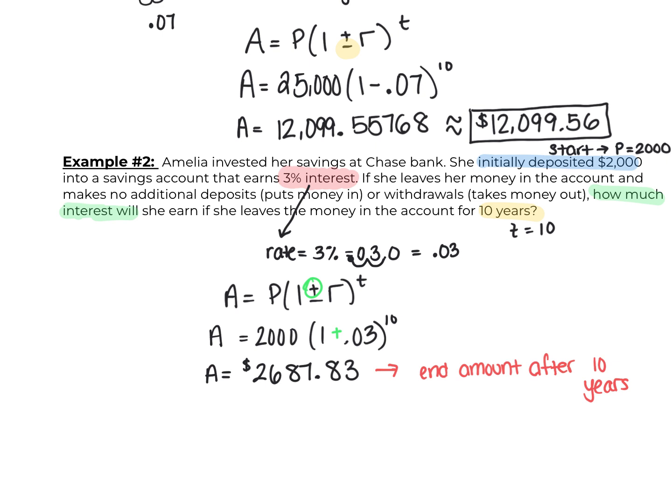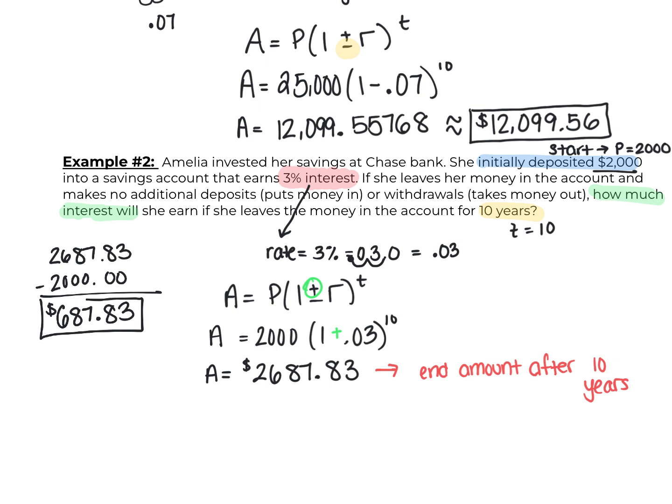So interest would be found by taking the new amount, the 2687.83, and subtracting the initial amount, and the initial amount was 2,000. So if you subtract them, you should get $687.83. So this amount extra that she earned is called your interest, whereas this is the ending amount. So be careful if the question asks for ending amount or if it asks for interest.